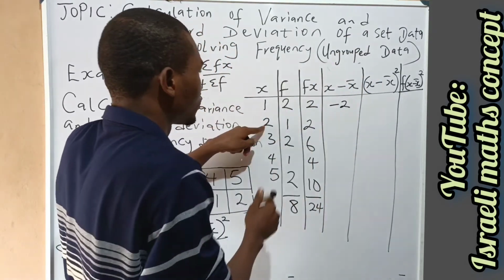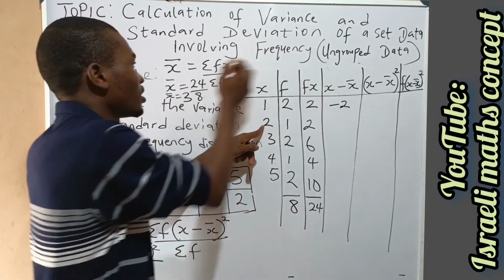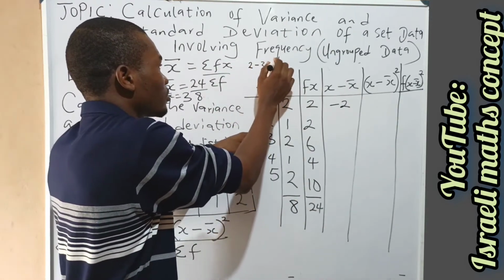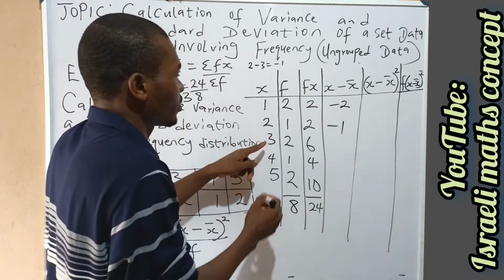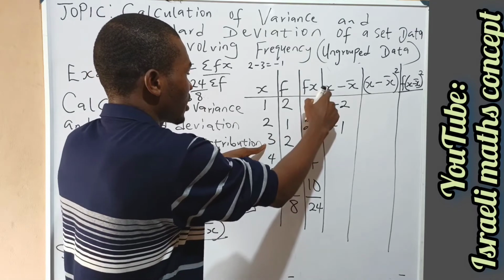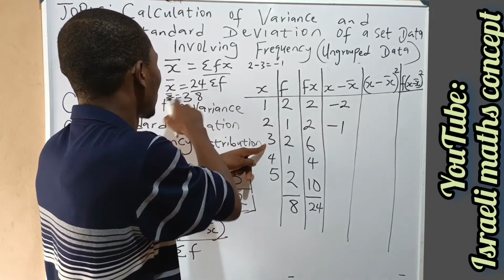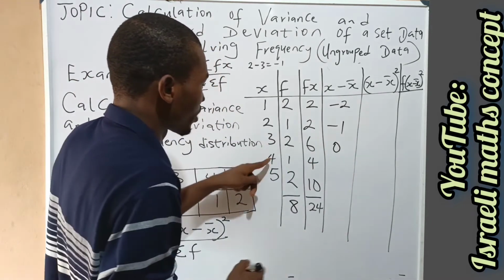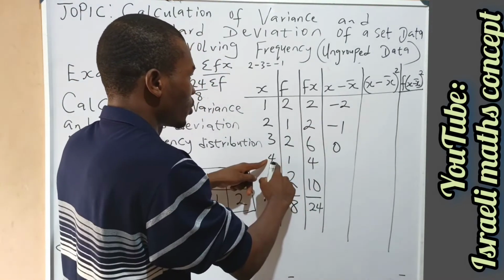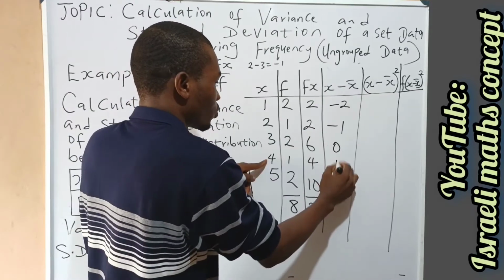Then coming here also, 2 minus our bar x, which is 3. And 2 minus 3 is simply minus 1. So here we have minus 1. Then our next x is 3, and 3 minus our mean 3 will give us 0. Then we have our next x as 4, so 4 minus 3 will give us 1.